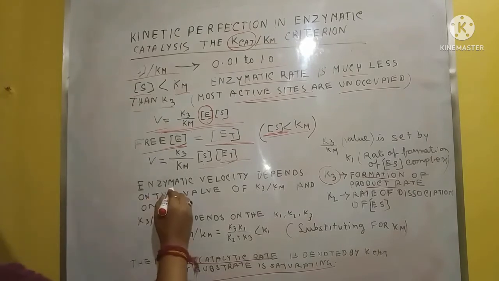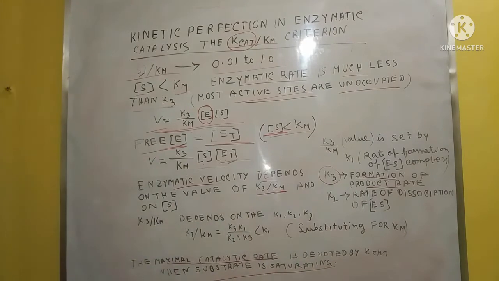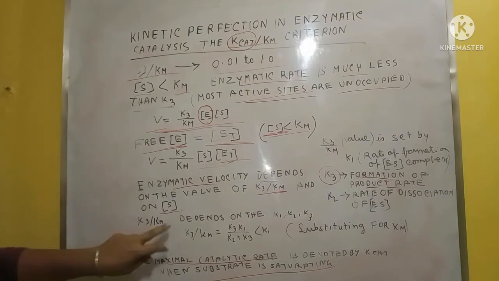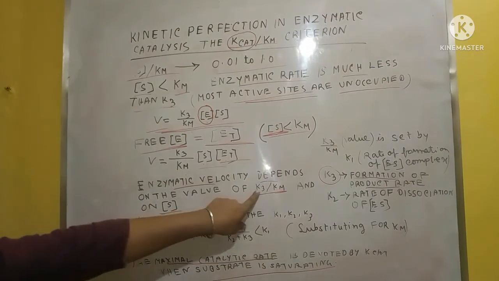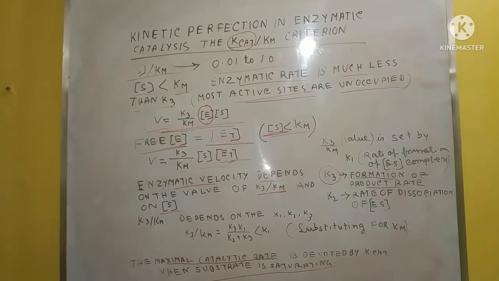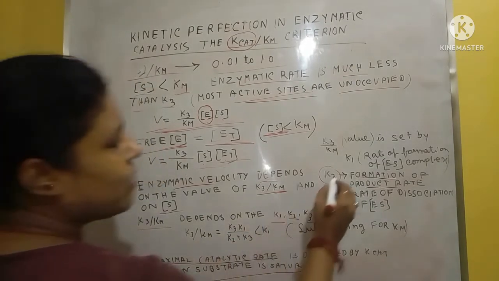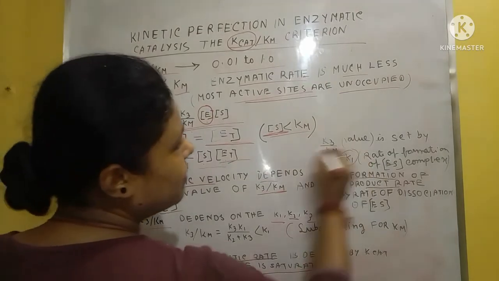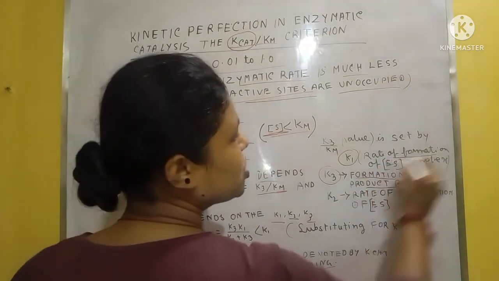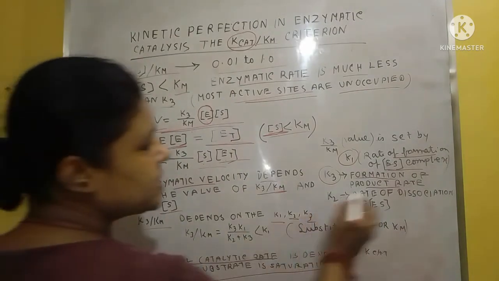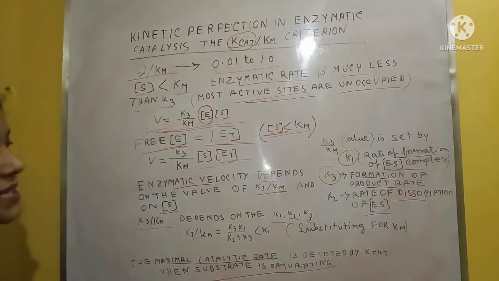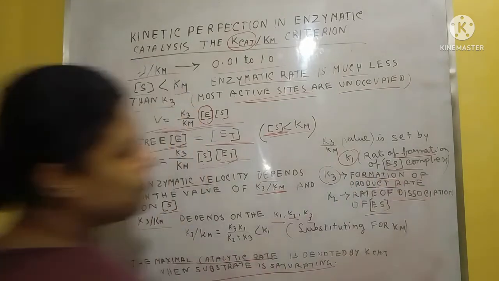Clear? Now, the enzymatic velocity depends on the value of K3 by Km and on S. Enzymatic velocity depends on the substrate concentration and the K3 by Km value. And this K3 by Km value depends on what? It depends on K1, K2 and K3. K1 is the rate of formation of the ES complex. K2 is the rate of dissociation of the ES complex. And K3 is the rate of formation of the product.